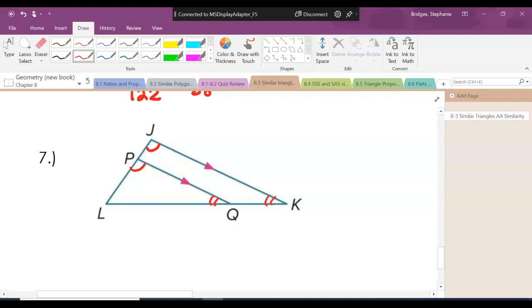Also, technically, what angle is exactly the same angle in both triangles? Which one is sitting on top of itself? L. Okay. So we really can prove it a couple of different ways here. So are these similar? Yes. So write your similarity statement. I'll give you a minute to do that.